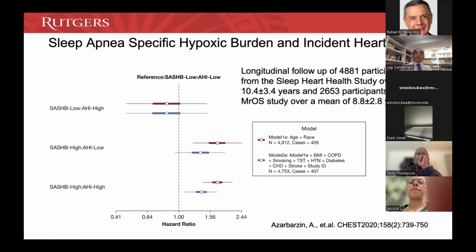Similarly, looking at incident heart failure, so not only hypoxia and its relationship to heart failure mortality, but incident heart failure. And here I like this figure because here's a reference. Here the reference is almost no events at all. But if you had somebody who had both a low hypoxic burden but a very high AHI, and similar to the example I presented, there wasn't an increased risk for incident heart failure. However, when you had a high hypoxic burden, even though your AHI was low, you had a high risk for incident heart failure. Obviously, when you have both as high, that also shows a high risk for heart failure.